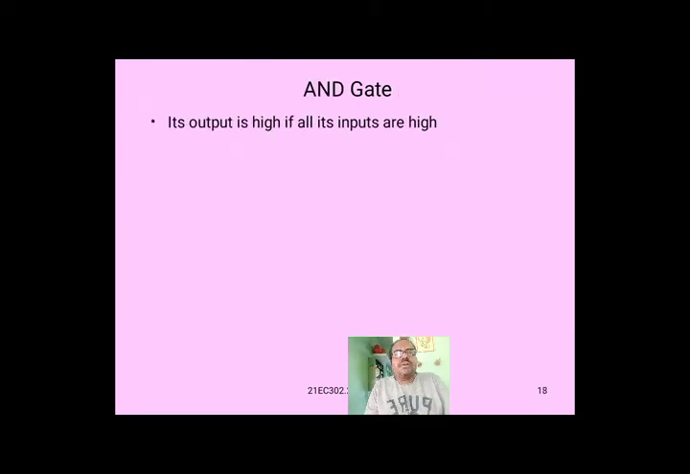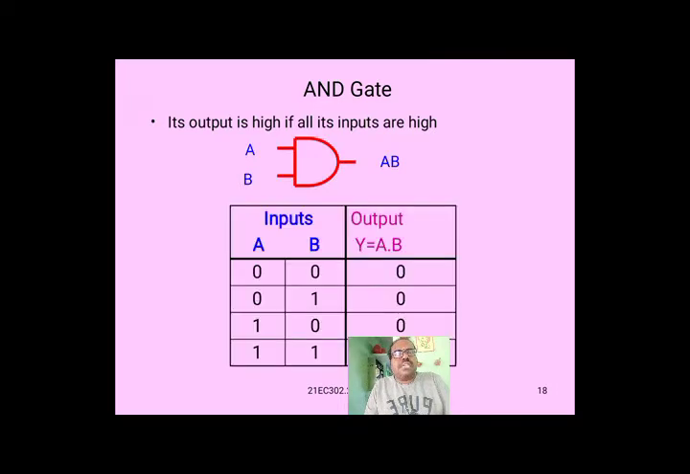AND gate. Its output is high if all its inputs are high. AND gate means its output is high if all the inputs are high. See, the diagrammatic representation of AND gate I have given here. It has 2 inputs and only one single output. A and B are 2 inputs and output Y equal to AB. Its condition is output is high when all the inputs are high.